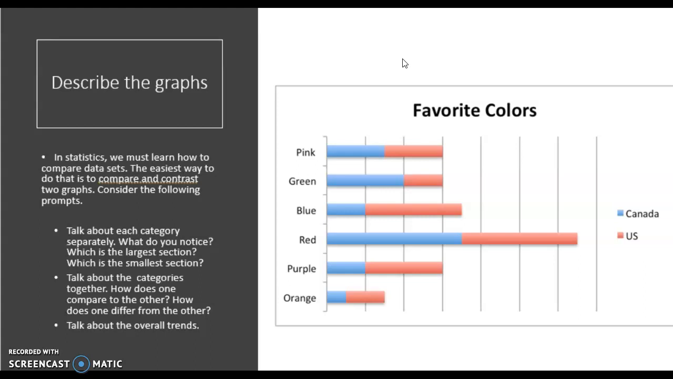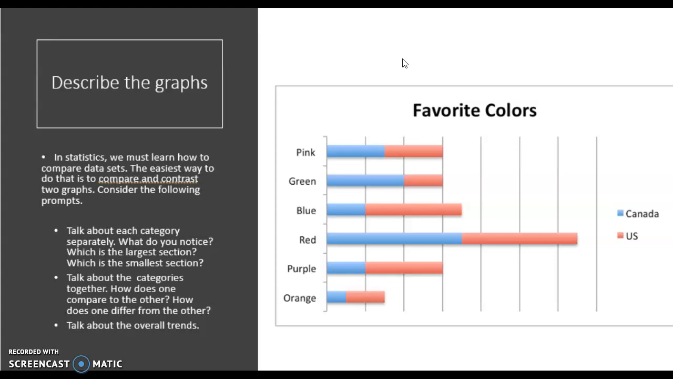Okay. In this case, you got favorite colors. You got your colors going down the left, and the bottom axis would be nice to have some numbers there to gauge that. And then, of course, you got to the right hand side Canada in the blue, US in the red, which is totally backwards, but all right, I'll move on. So when they say talk about each category separately, what do you notice, and which is the larger section, and which is the smallest section?